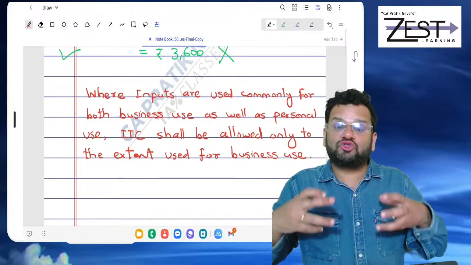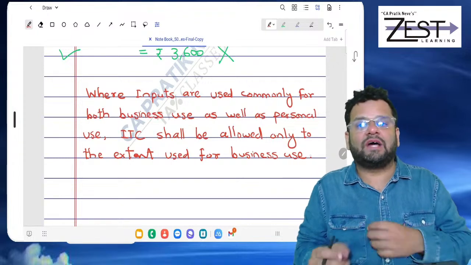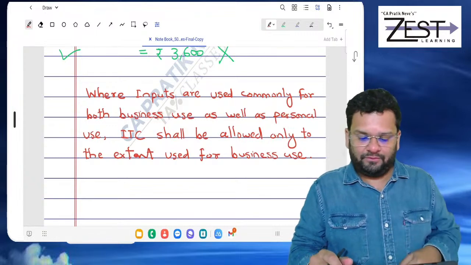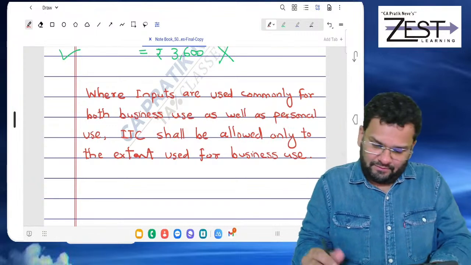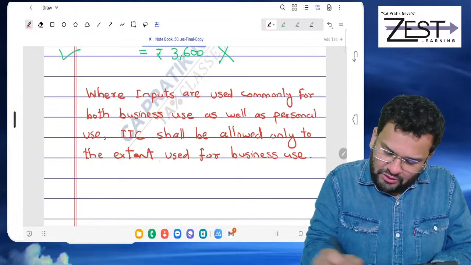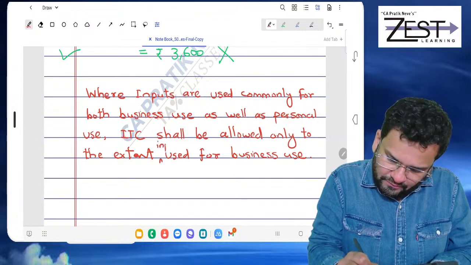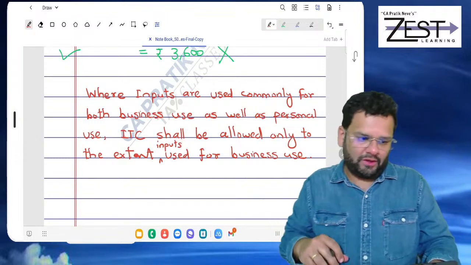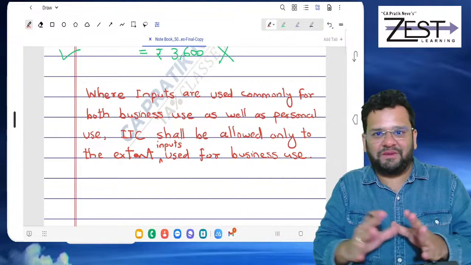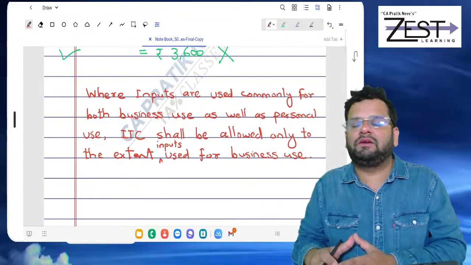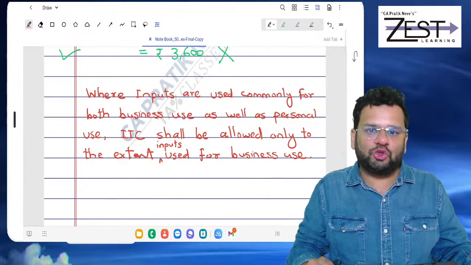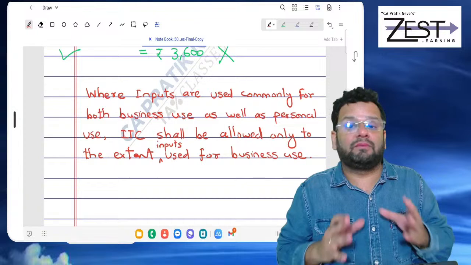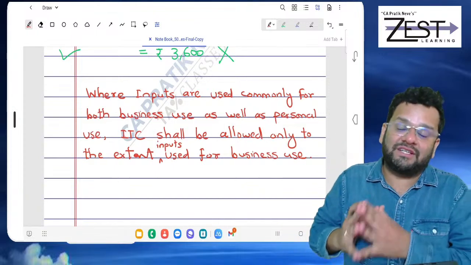Where inputs are used commonly for both business use as well as personal use, ITC shall be allowed only to the extent inputs are used for business use. Okay, wonderful. So this is very basic. We are going to use this fundamental and the fundamentals of 17(2) and various rules in about 3 questions today. Very critical questions.